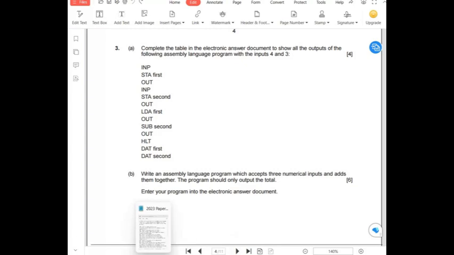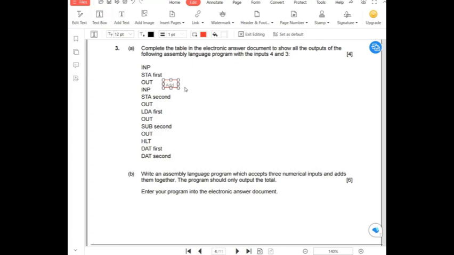So the first thing I would do is try and actually understand what each of the mnemonics means. If you see, you'll notice we've got two INPs. We're taking inputs from the user. So we're taking the first input. Let's say we take 4. We're going to store 4. And because we need to show all the outputs, the first output here is just going to be a 4.